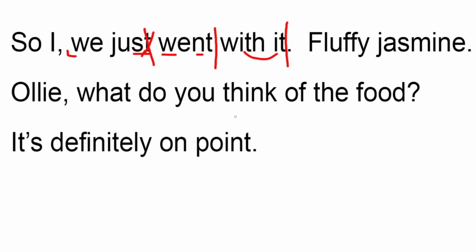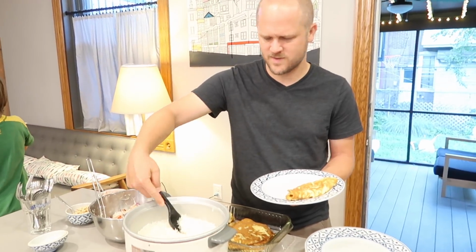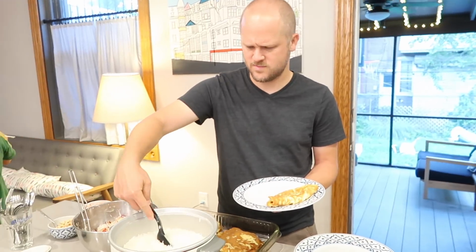Fluffy Jasmine. Now someone else is talking in the background. It's a little hard to hear, but these are two-syllable words with stress on the first syllable. Fluffy Jasmine. All linked together, all part of the same thought group where we have one steady line of intonation, of pitch. Nothing choppy, nothing broken up. This is important in American English.